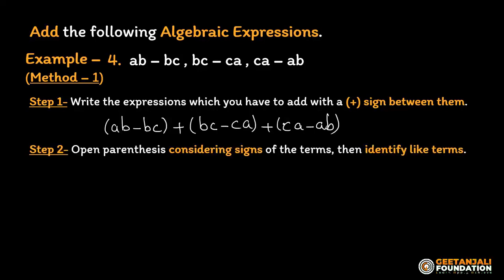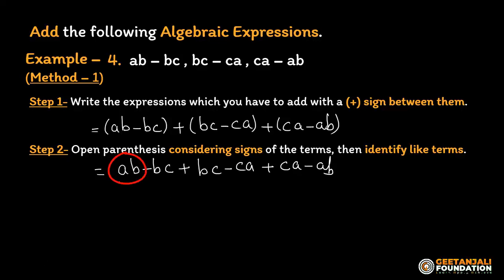Next step is going to be opening the parentheses. As we know, there are plus sign before every expression. So when we open parentheses, we will write their signs as it is. So AB minus BC plus BC minus CA plus CA minus AB. And we have to identify like terms. So here AB and AB.